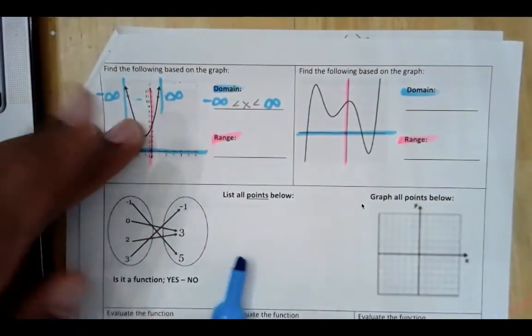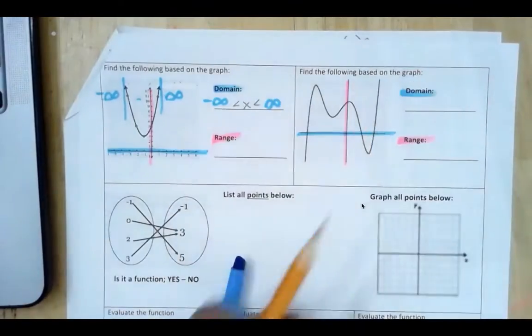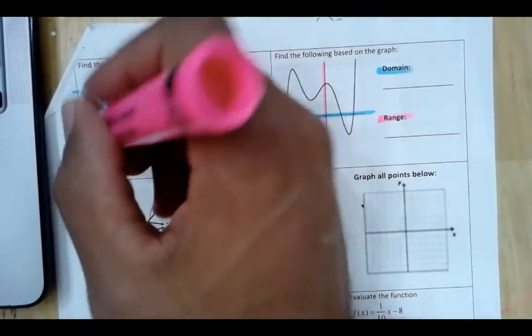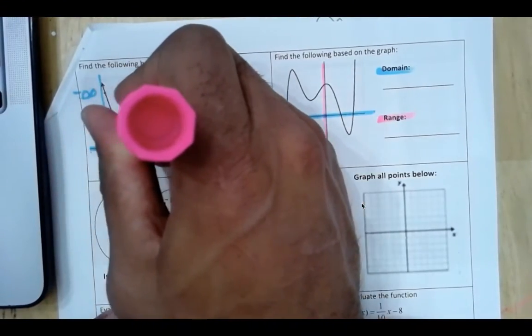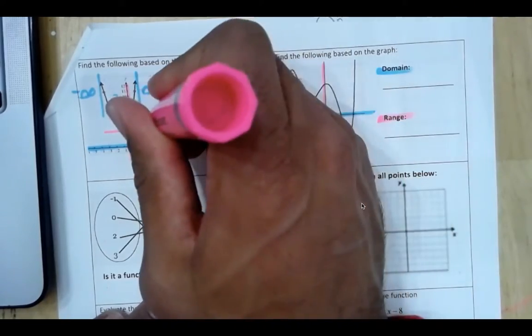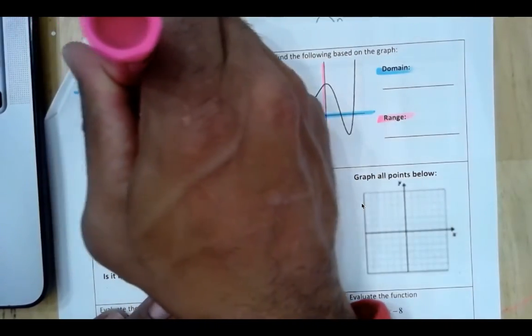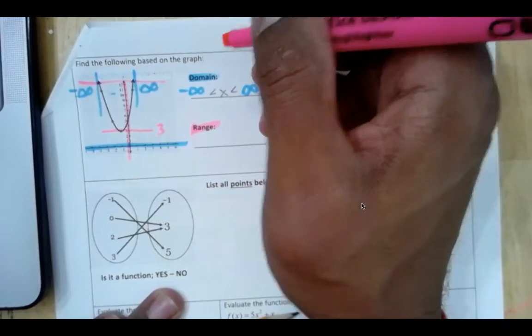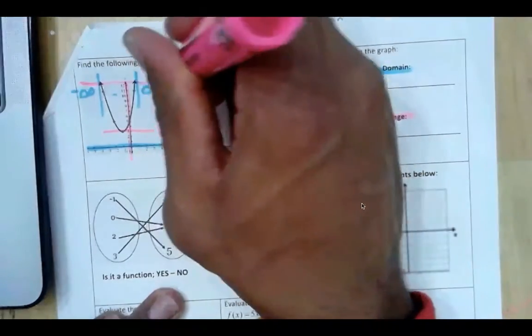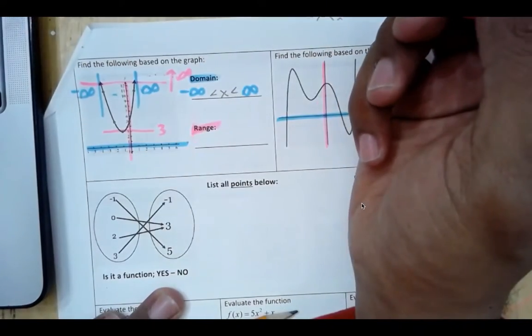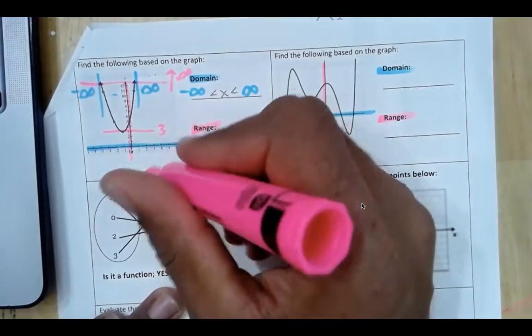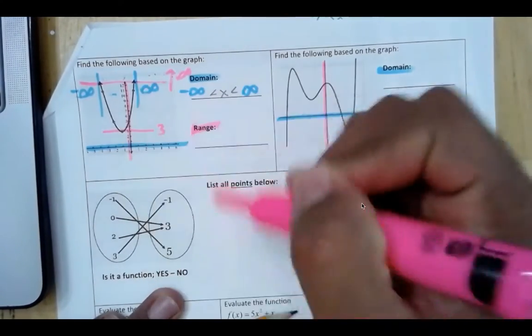Now for the range, I start with the lowest value, and notice the lowest value is down here at, what is that, 3? And then at the top of the graph, there is no limit. It just keeps on going. So that means the upper limit is infinity. Everything is basically everything greater than 3.